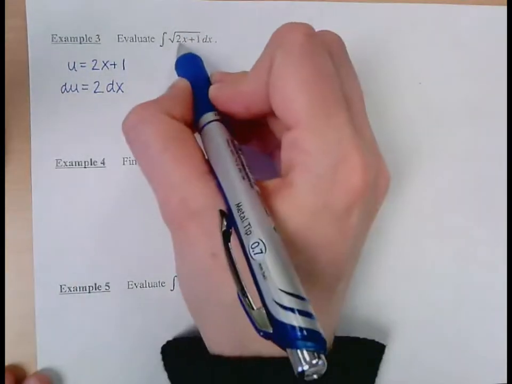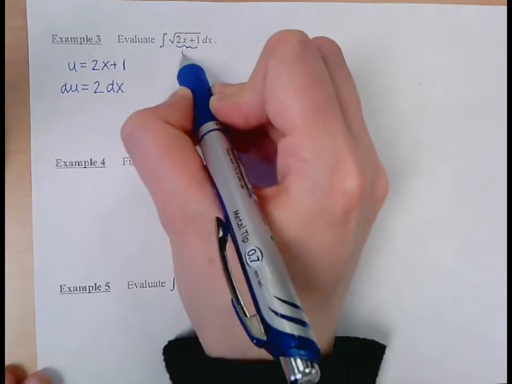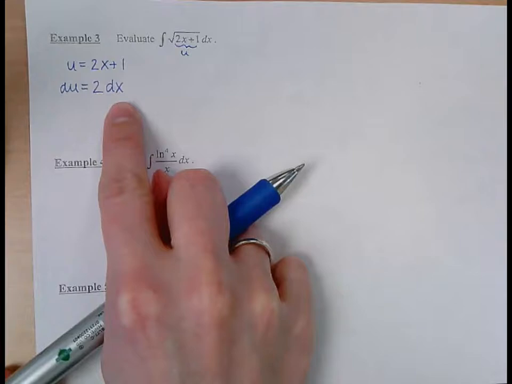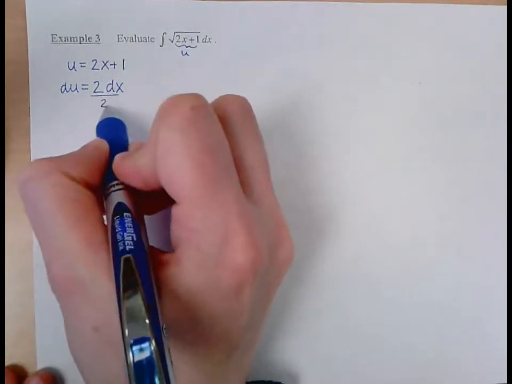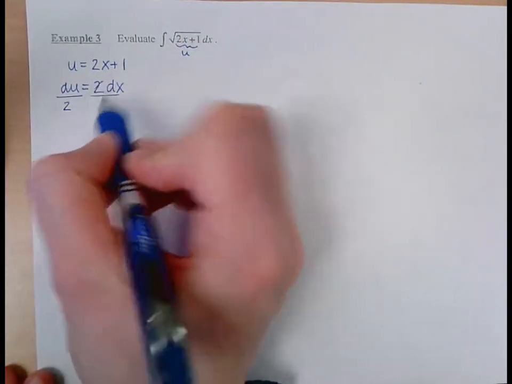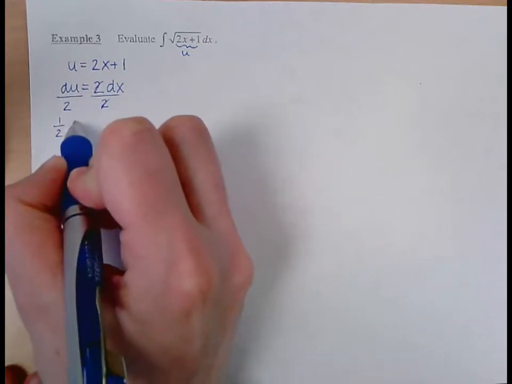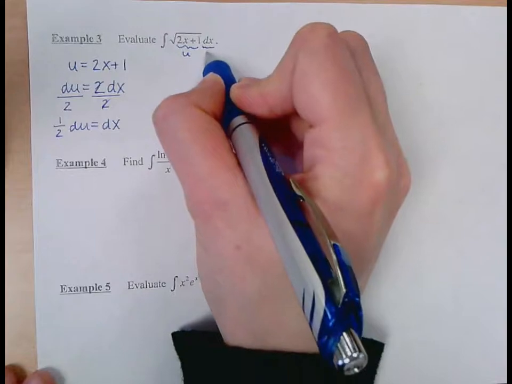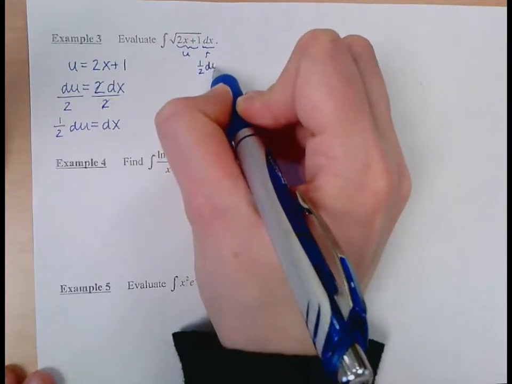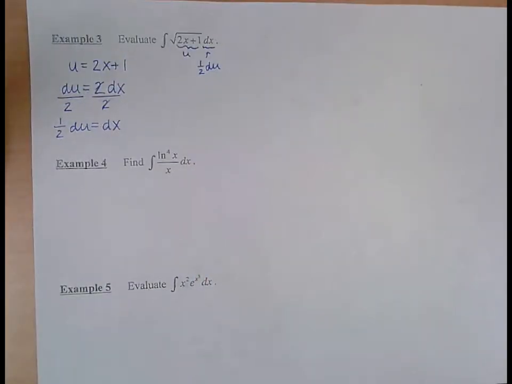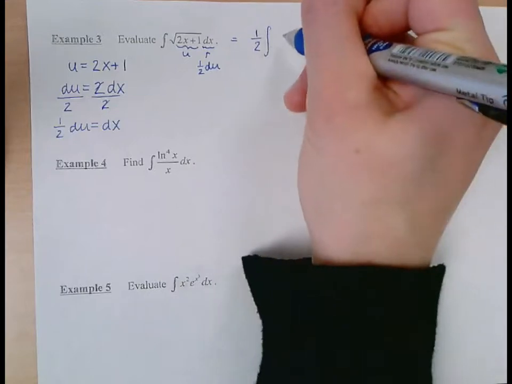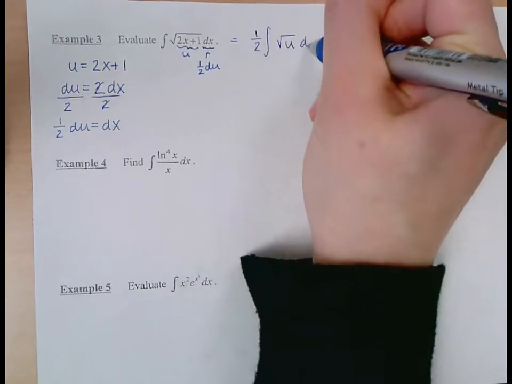So then I have to check my integral. The 2x plus 1 becomes a u. I have a dx, but I don't have a 2. Yep, so I have to divide by 2. So 1/2 du is equal to dx. And that 1/2 can be in front of the integral right away. So now this becomes 1/2 times the integral of the square root of u du.